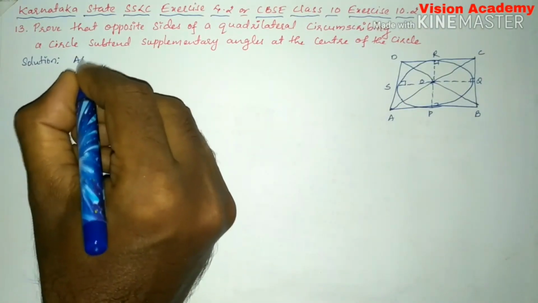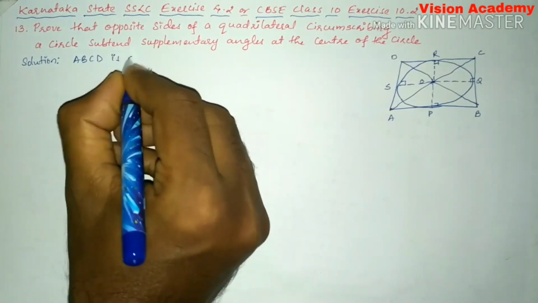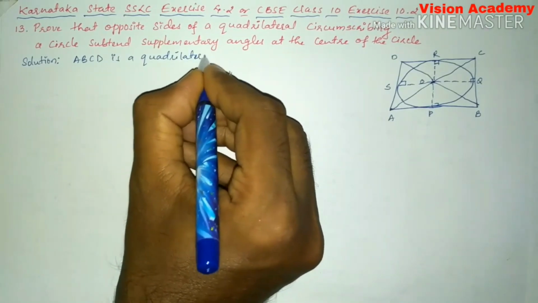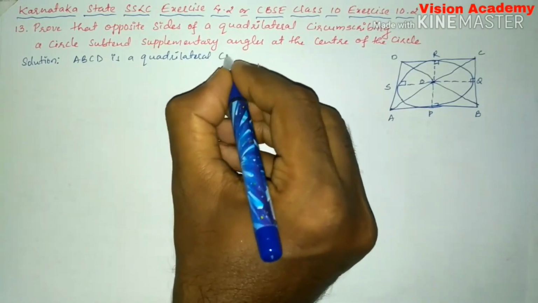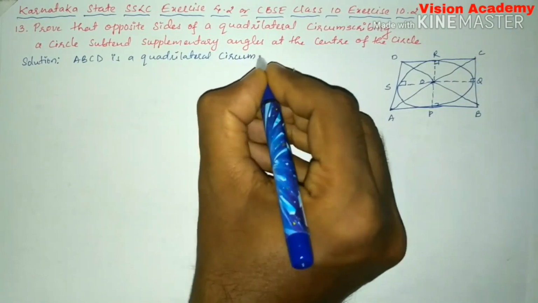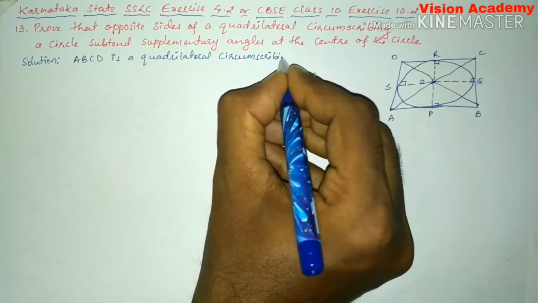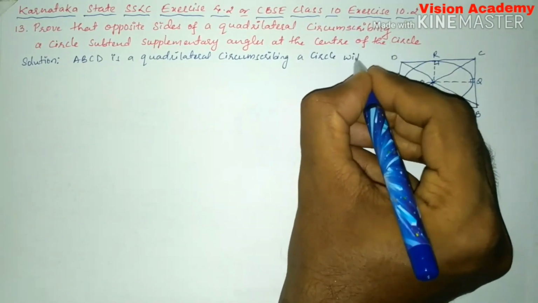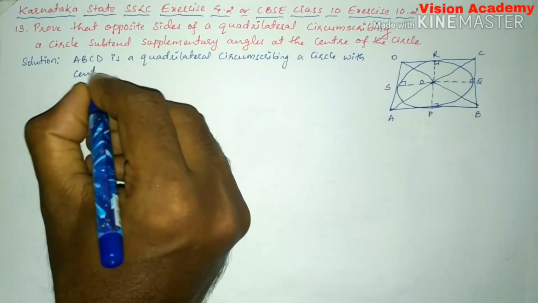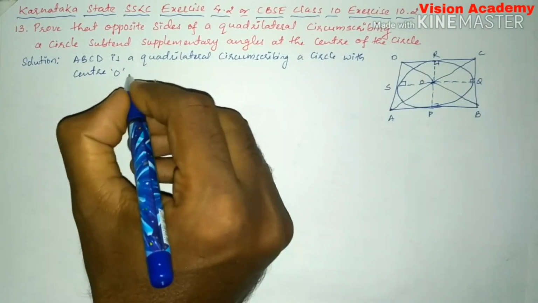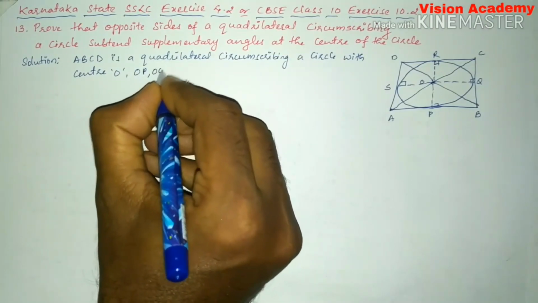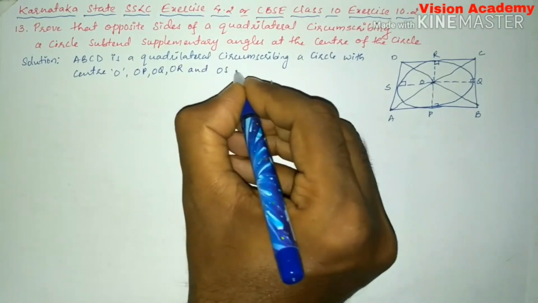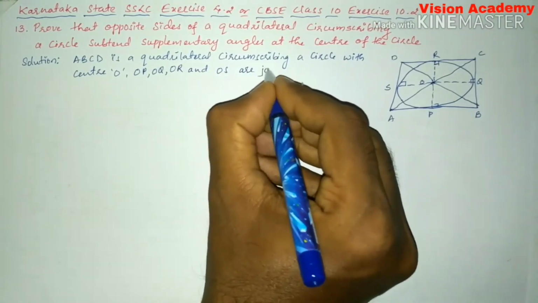Here we will write ABCD is a quadrilateral circumscribing a circle with center O, OP, OQ, OR and OS are joined.